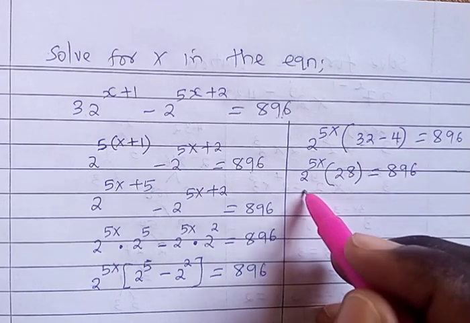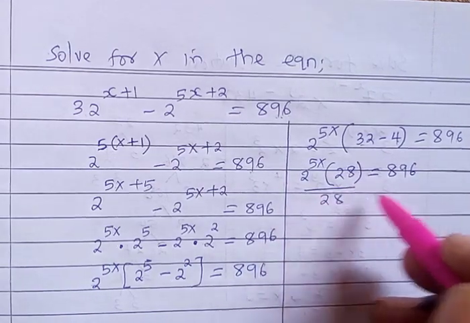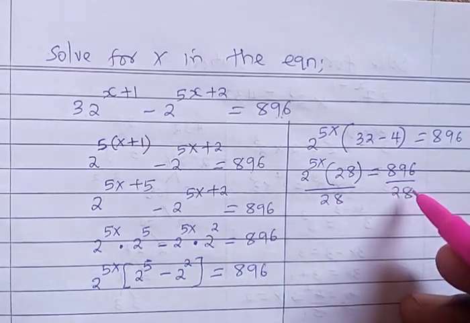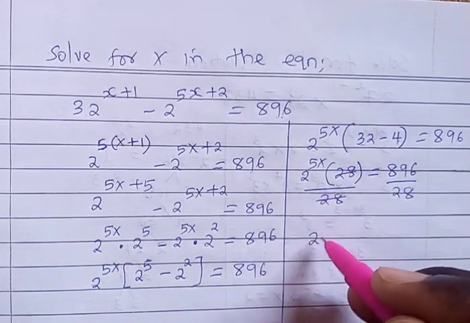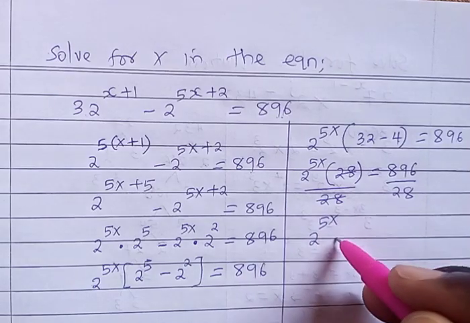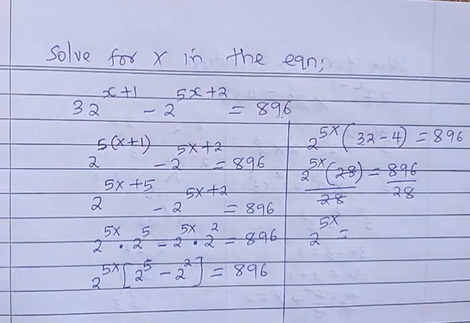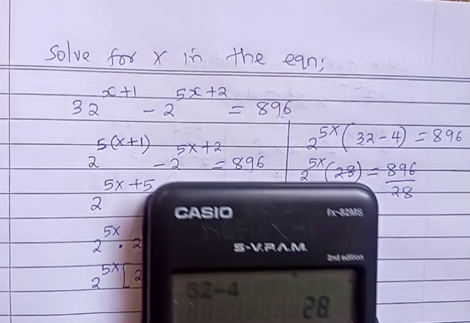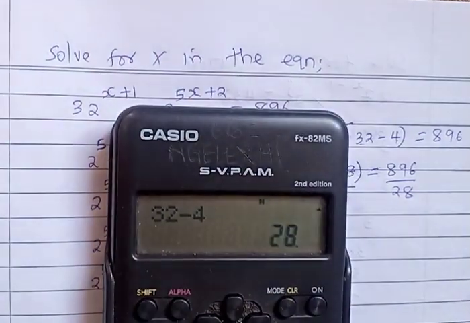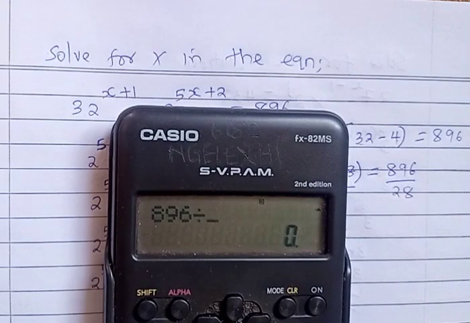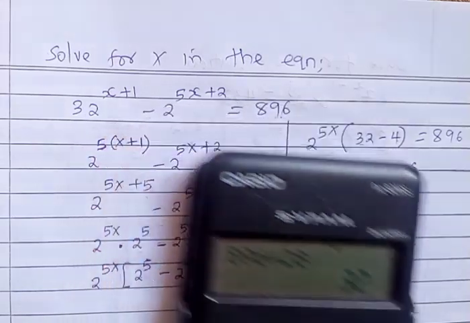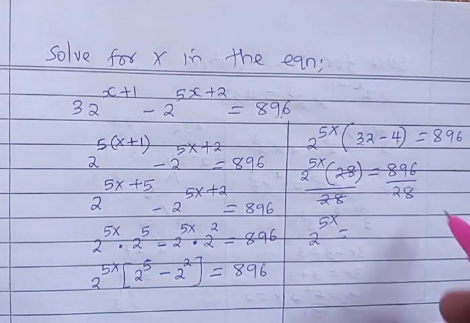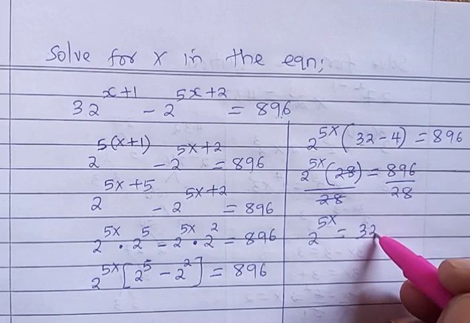Now, I can divide by 28 on both sides. This one simplifies with this, and therefore we shall have 2 raised to 5x equals to 896 divided by 28. From our calculator, 896 divided by 28, as you can see, it is 32.